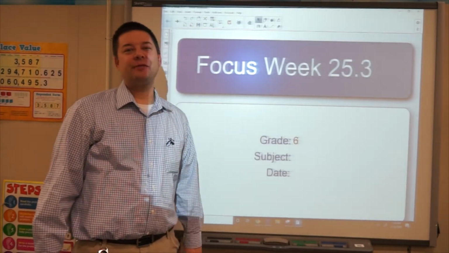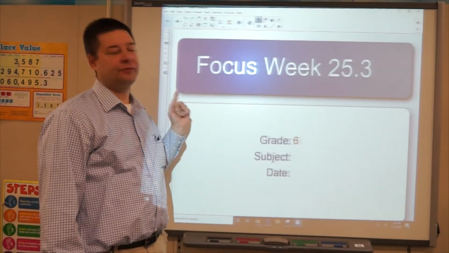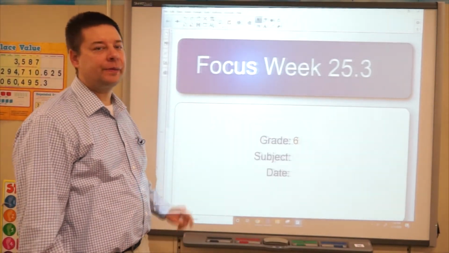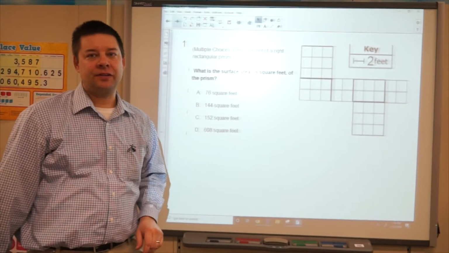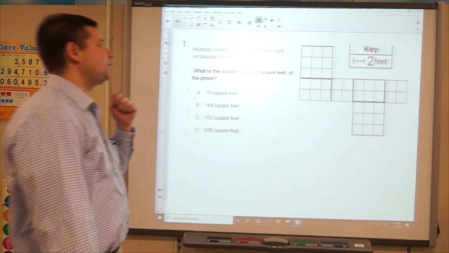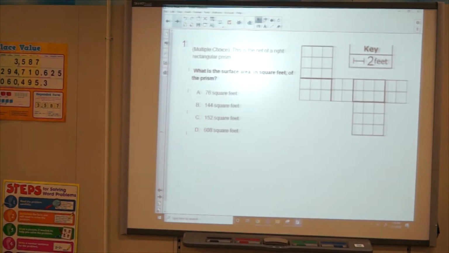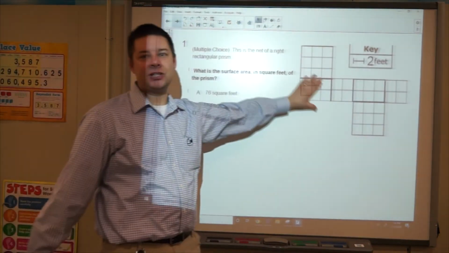We are focused today on focus, and specifically we're looking here at focus week 25 for day 3. So you can follow along with your day 3 activity as we take a look at the answers together. Our first question says this is the net of a right rectangular prism. So we have the net drawn out for us on your page here.